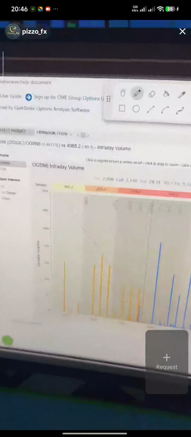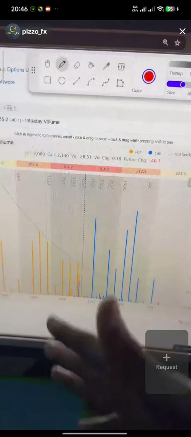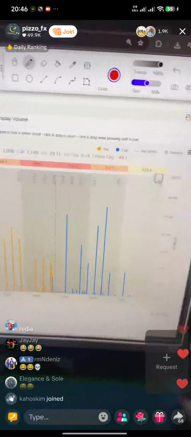So that's why hii kitu ni important. Inakusave from chasing tops, selling bottoms, ama buying tops, selling bottoms, ama trading inside a chop. Watu wenye hamjui chop ni nini?